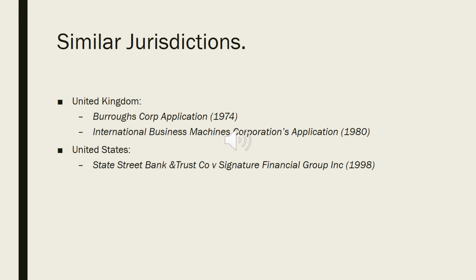The court also cites applications from Burroughs Corporation as well as International Business Machines Corporation in the United Kingdom and State Street Bank versus Signature Financial Group in the United States, amongst others, as points of similarity as to the patentability of business methods in other similar jurisdictions. Both countries are reluctant to support the notion that abstract ideas alone can be patented without some form of observable effect.